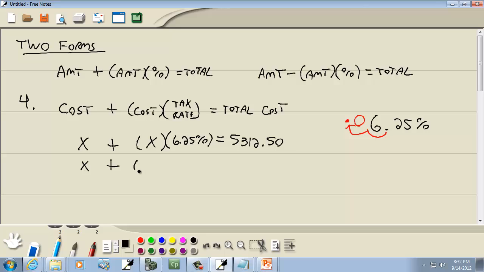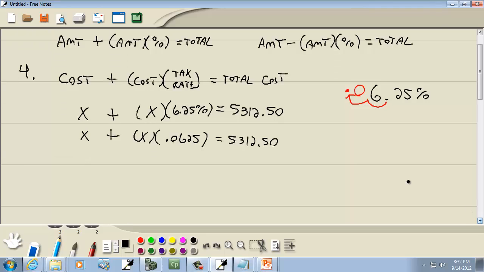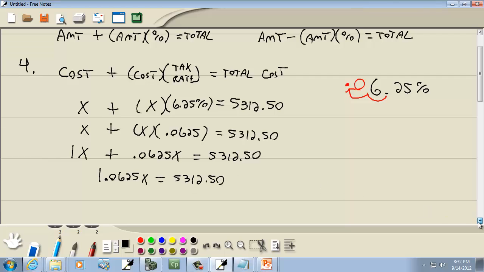So if you move it to the left and there's no digits there, you have to put a 0. So this becomes X times 0.0625 equals 5312.50. This is like 1x, remember, and this is 0.0625x. So these are actually like terms. They're both x to the first power. So we add the numbers that are in front of them. Well, we got 1 plus 0.0625. That gives us 1.0625x equals 5312.50.